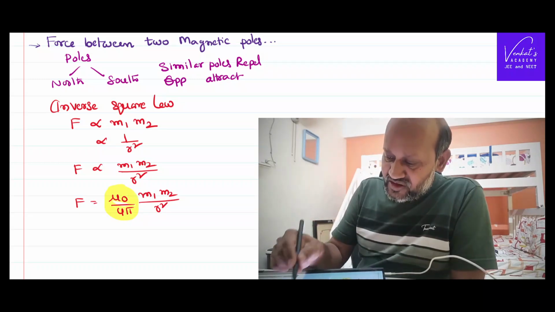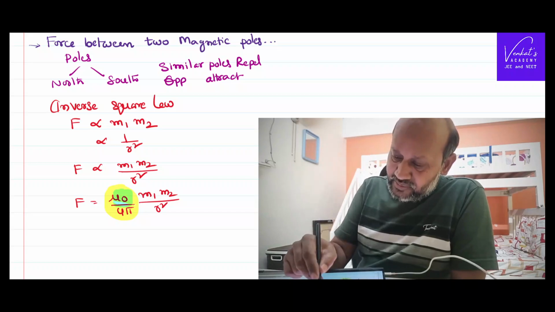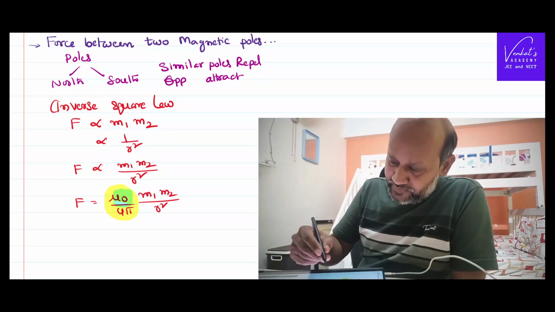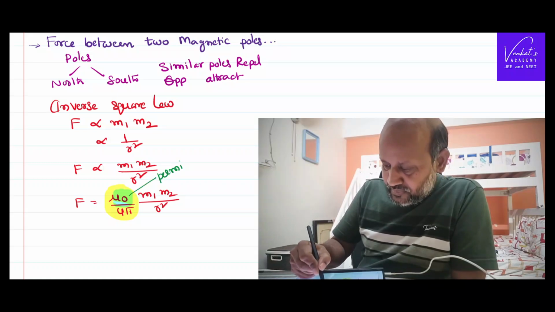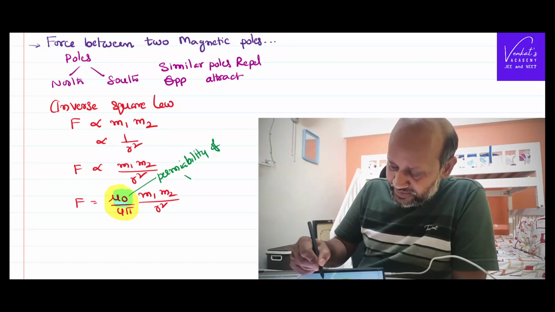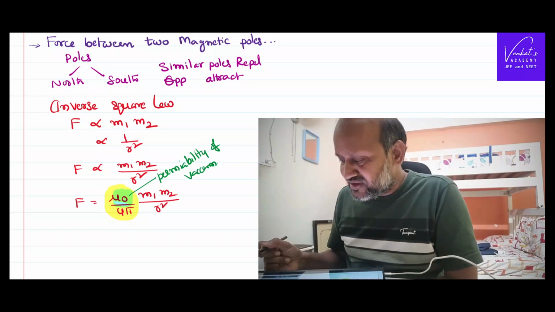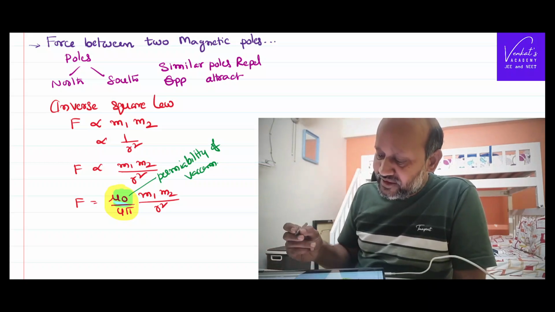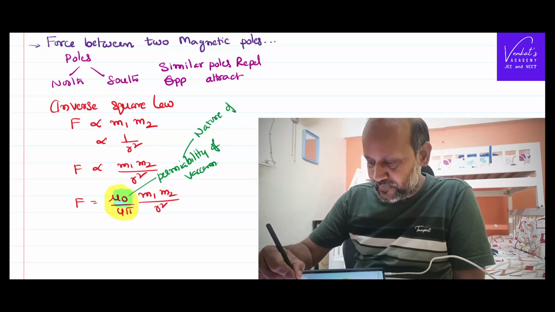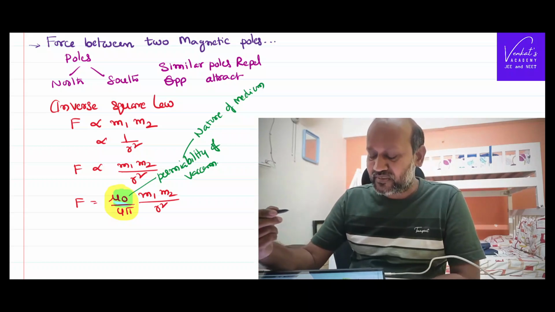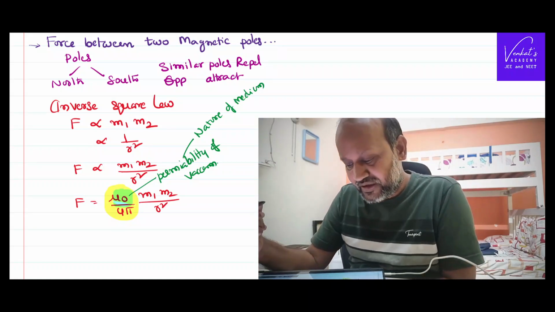In that, what is this mu naught? Let me explain to you. Mu naught is called the permeability of vacuum, or if it is mu, it is of another medium. So what is that permeability? It's a measure of the nature of the medium, that how good that medium is or how bad that medium is to pass the magnetic field through it.